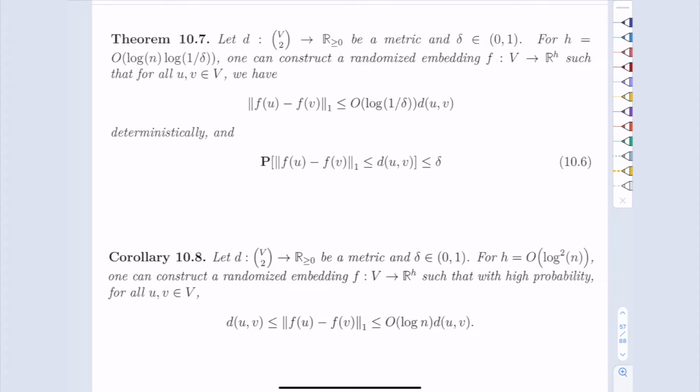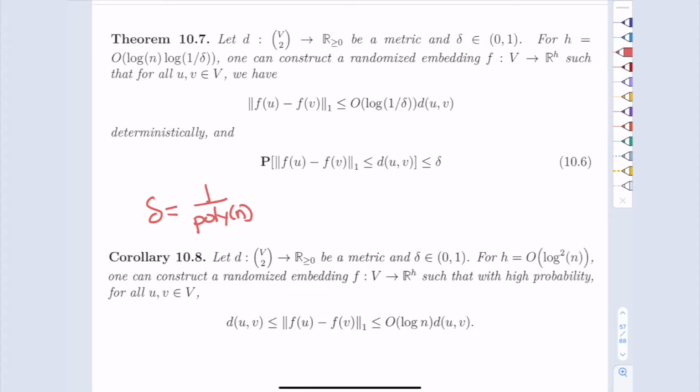Okay, that's sort of confusing. That's probably the version we'll prove directly just because delta is a parameter. But if we set delta to be 1 over poly n, so I can take the union bound over all pairs u and v, which is really what we need, we'll get the corollary. So now we have log square n lines, because 1 over delta is poly n. And we're going to be able to embed the vertices onto log square n lines. So that was high probability.